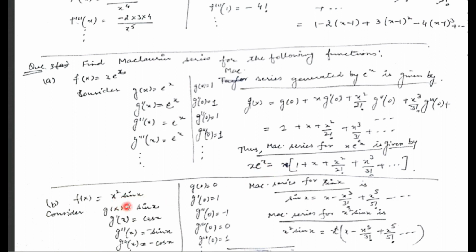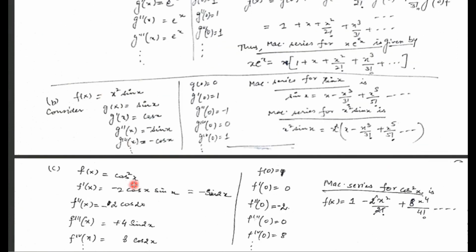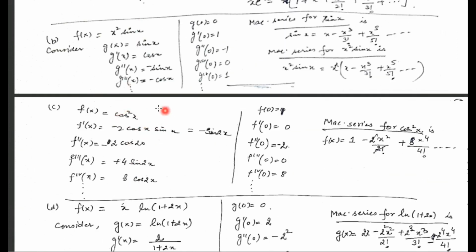The same way here the function is x square into sine x, so you first consider sine x as a new function g(x), find its Maclaurin series, and then you just multiply by x square, and you will get the Maclaurin series for x square sine x. The same way, when you have a function cos square x, you can find its first derivative, which you get in terms of minus sine 2x, and so on. Find its values at 0, substitute in the formula, and you will get the Maclaurin series for cos square x.